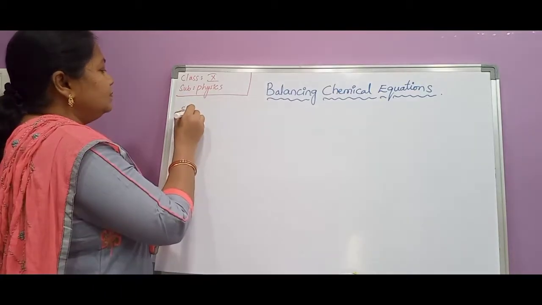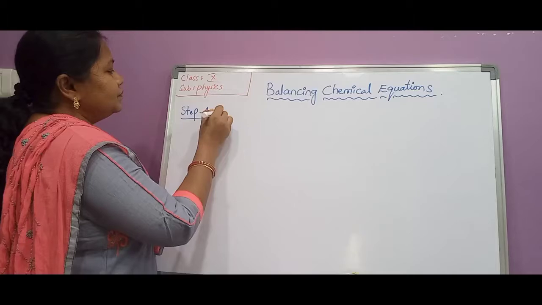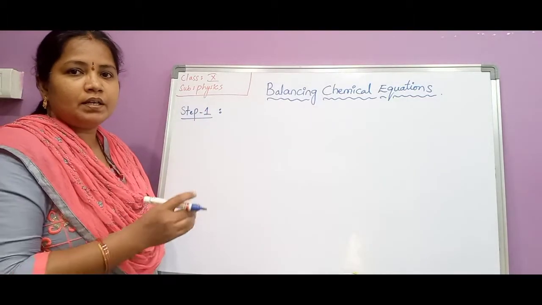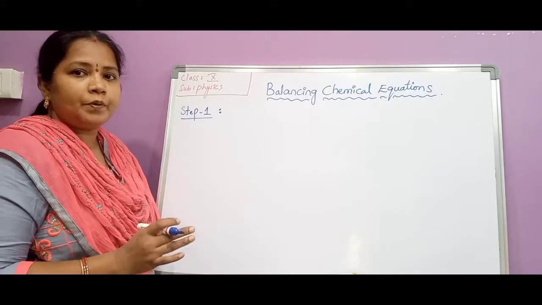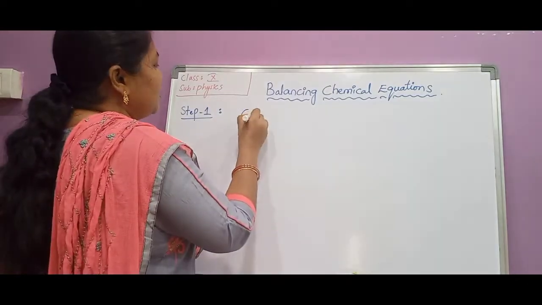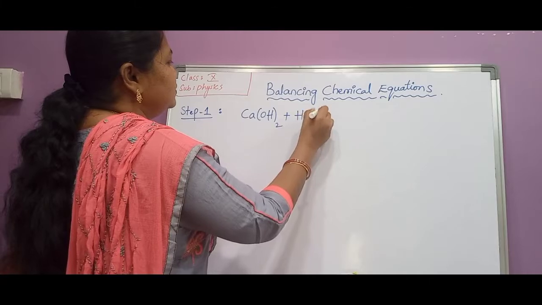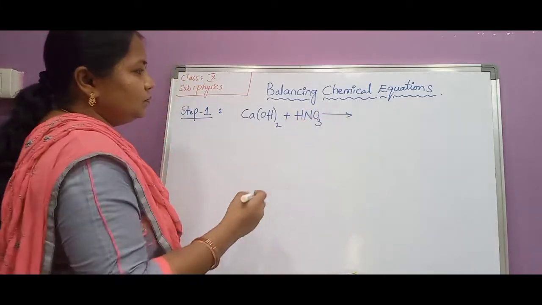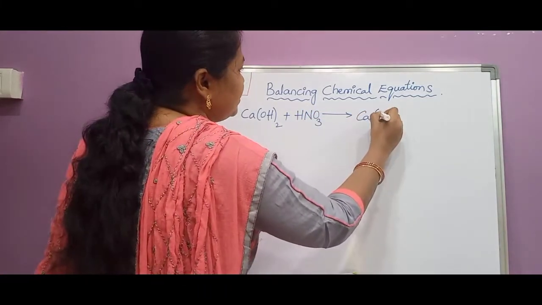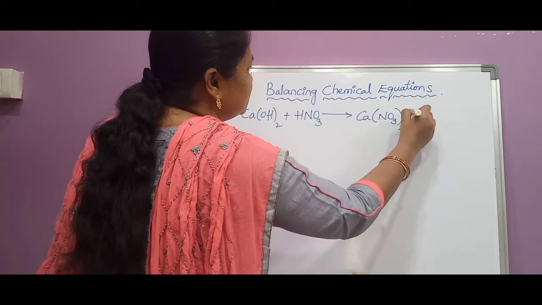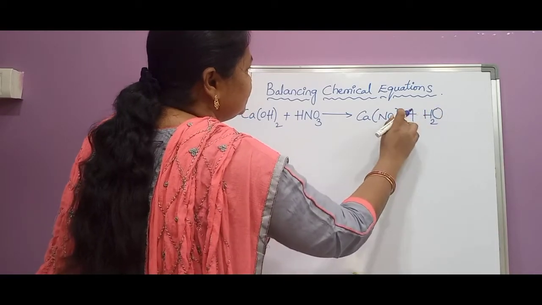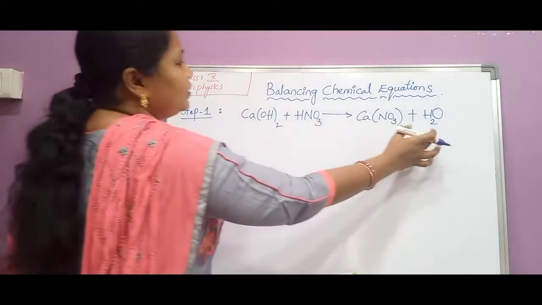So in step 1, what is step 1? We need to write the correct chemical equation with the correct formulas of the reactants and products. So here the reactants are calcium hydroxide and nitric acid, that gives rise to our products: calcium nitrate plus water. Here we have two reactants and two products.